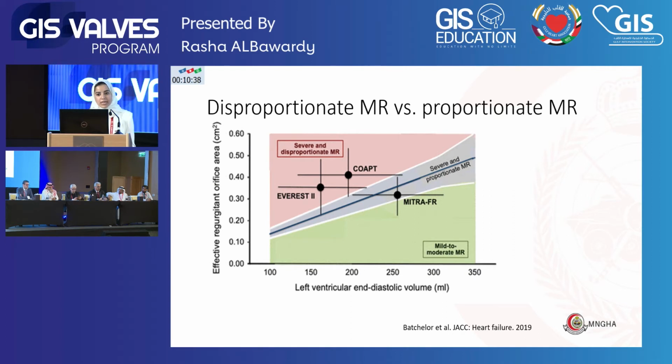So what we're trying to say here from this graph is that in the MITRA-FR, you have a proportionate MR. You have a dilated LV, and with that dilated LV, you expect a degree of MR. So that proportionate MR is not going to help. It's not going to get a lot better if you just do a clip, because it's an issue with the LV itself. In COAPT, the MR is more significant than the dilation of the LV, and that's when an intervention would help.